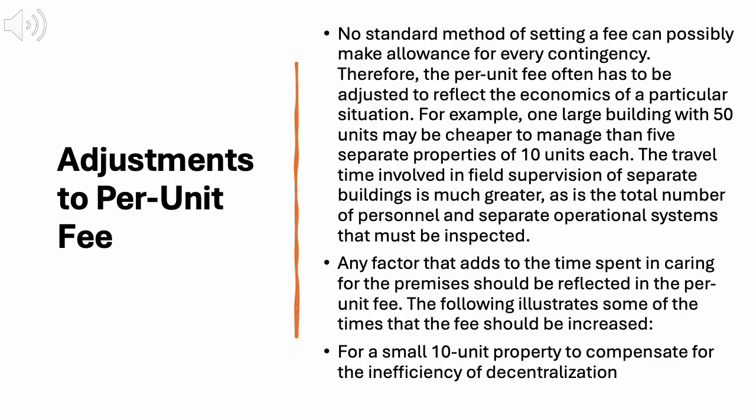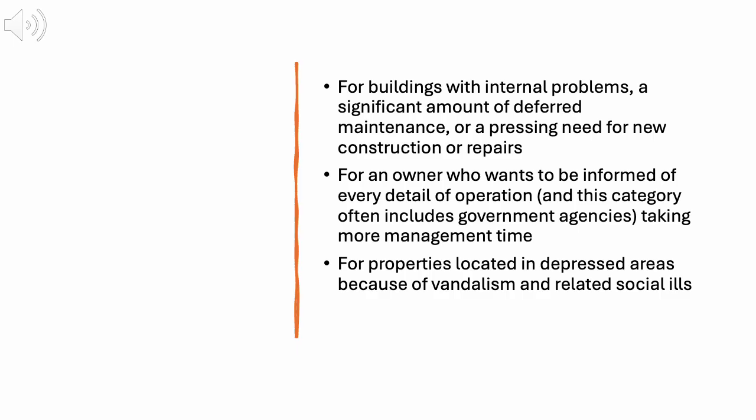Any factor that adds to the time spent in caring for the premises should be reflected in the per unit fee. The following illustrates some of the times that the fee should be increased. For a small 10-unit property, to compensate for the inefficiency of decentralization. For buildings with internal problems, a significant amount of deferred maintenance, or a pressing need for new construction or repairs. For an owner who wants to be informed of every detail of operation, and this category often includes government agencies, taking more management time. For properties located in depressed areas because of vandalism and related social ills.